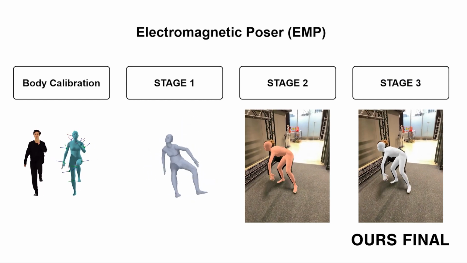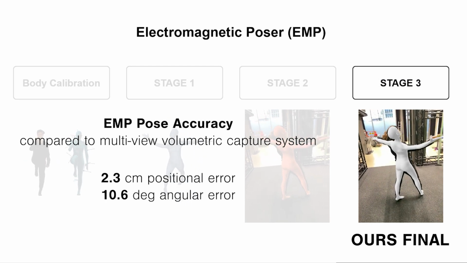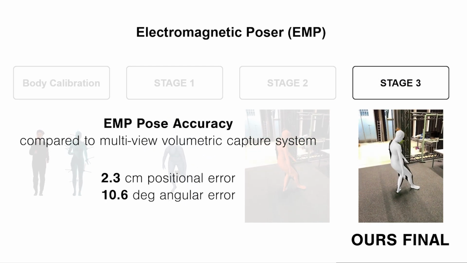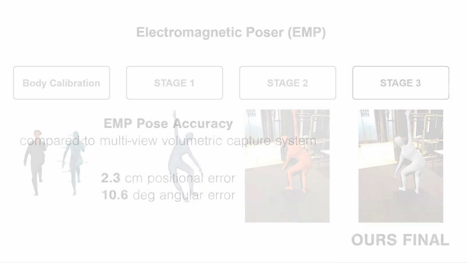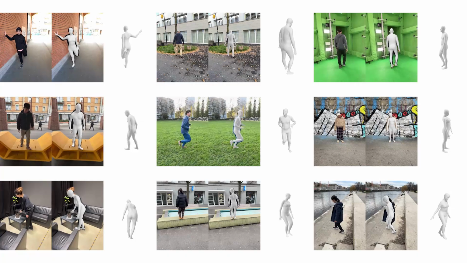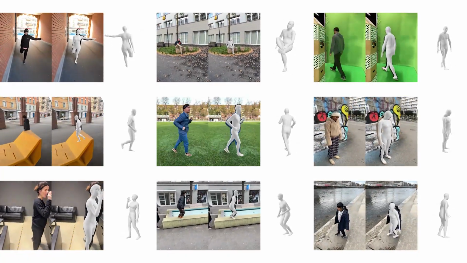Our evaluations have revealed that EMP achieves 2.3 cm positional and 10.6 degrees angular error compared to ground truth recorded with a multi-view capture studio. We use EMP to produce EMDB, a novel dataset of 3D human pose and shape recorded in the wild.